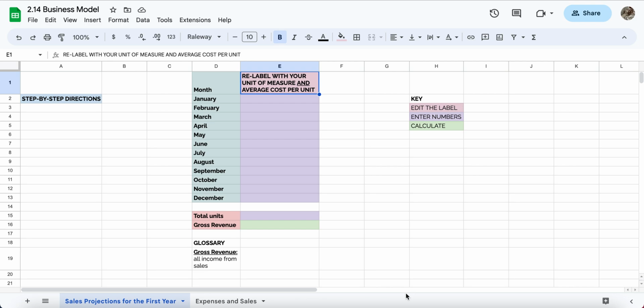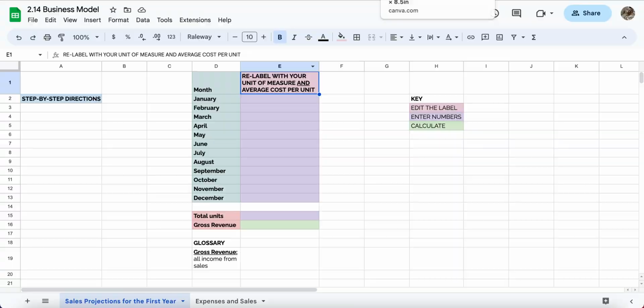Okay, so on this sheet, we are going to calculate sales projections for the first year. And one of the first things that we need to do is we need to go to E1 right here, and we need to relabel with our unit of measure and average cost per unit.